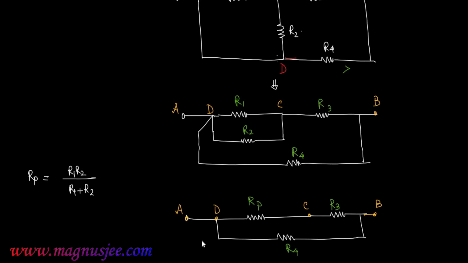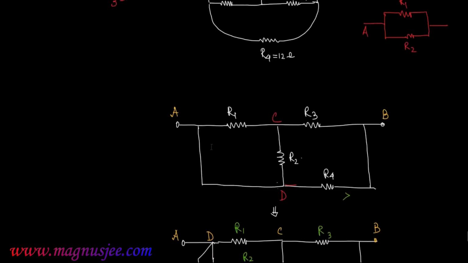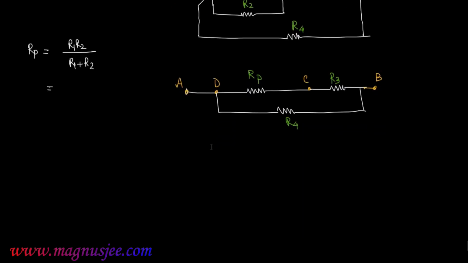Now Rp equal R1 dot R2 divided by R1 plus R2. If we put the value, R1 is 8, so 8 into 8 divided by 8 plus 8, that should be 4 ohm.